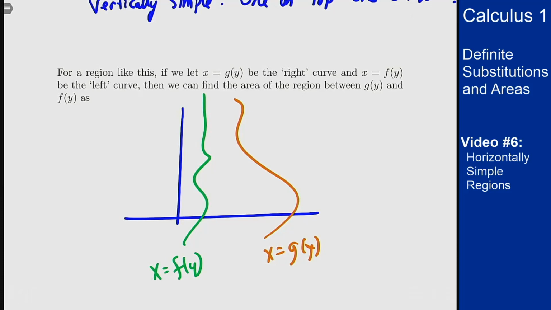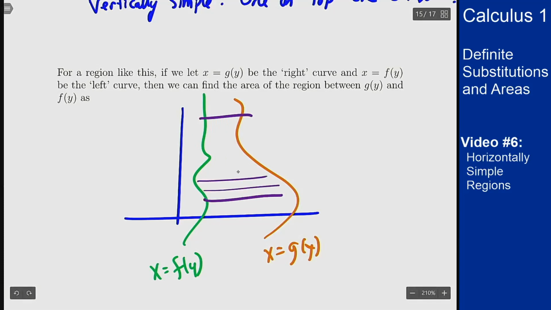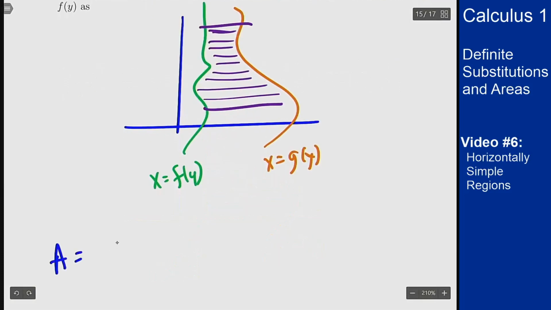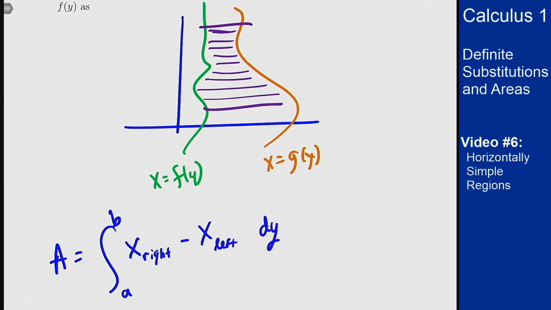Then we can find the area by the same sort of logic we did before, but now we're taking little rectangles this way instead of the other way. So I just want to integrate the difference of these functions over this range. So the area is the integral from, let's go with a to b again, of the x on the right minus the x on the left, dy. And the key thing to note here is that because these are dy integrals, everything you write inside should be a function of y and dependent on y, not x.